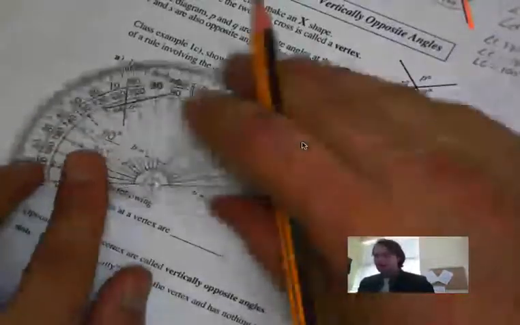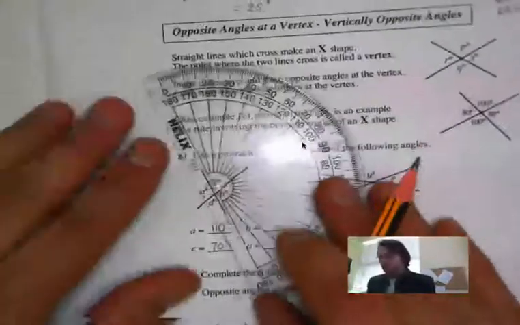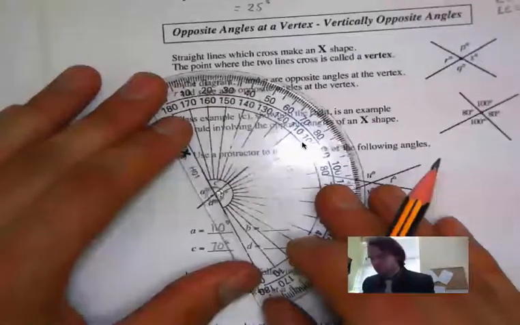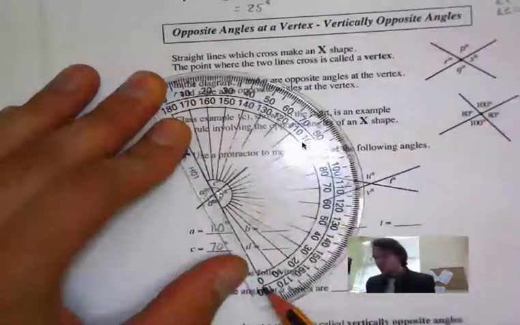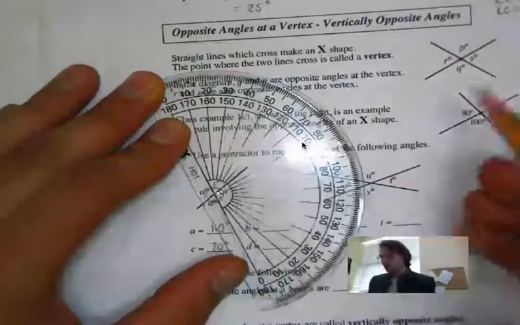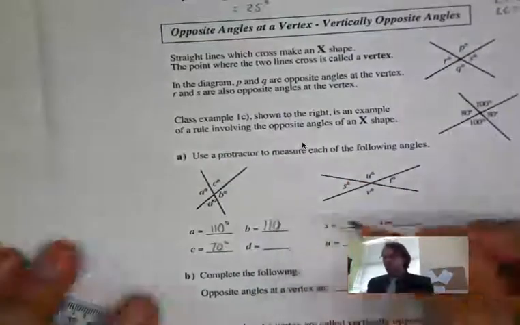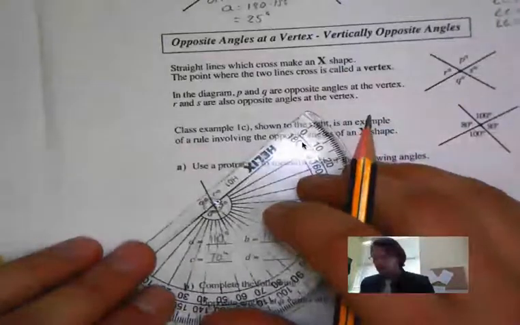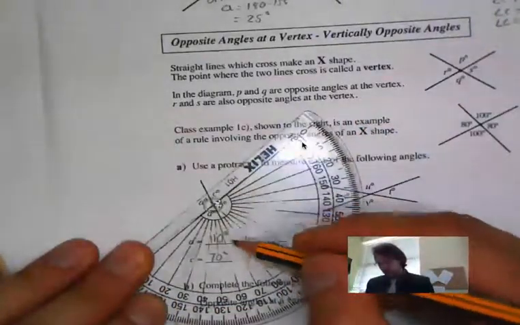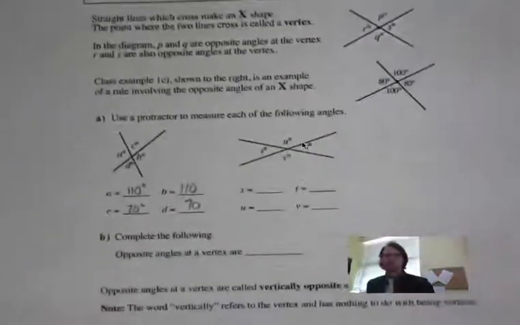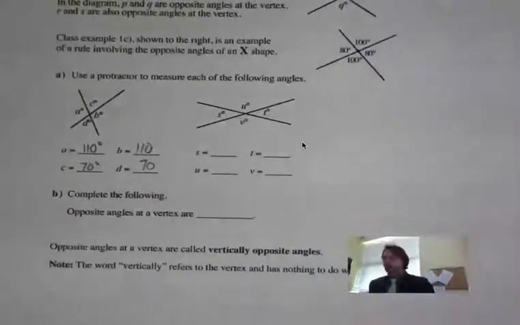Let's look at angle B. I want to measure angle B. The 0's on the inside, so I follow the inside, 110 degrees. It lines up, 110. Now let's look at angle D. I measure it, I follow, and I get 70. Okay, that's interesting. Now let's try this next one.